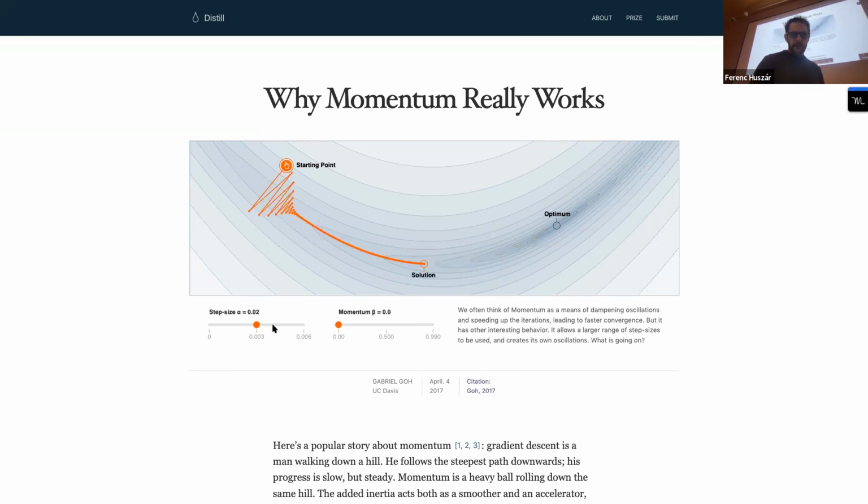And so I'm going to turn off momentum here. There's going to be a parameter that allows me to introduce momentum, which I haven't talked about yet. And I also have this step size parameter, which is my eta from the slides. They call it alpha here.